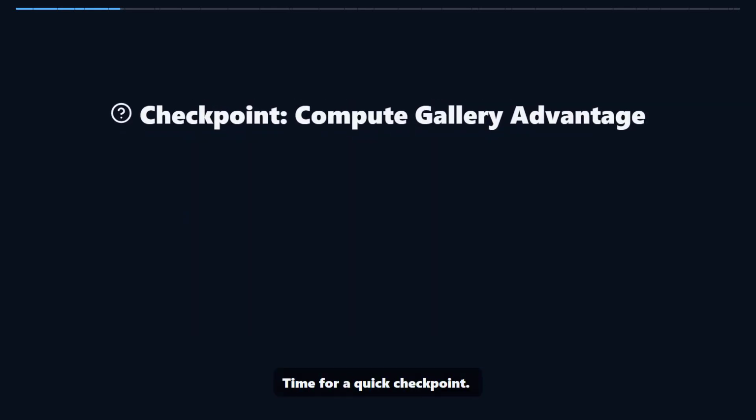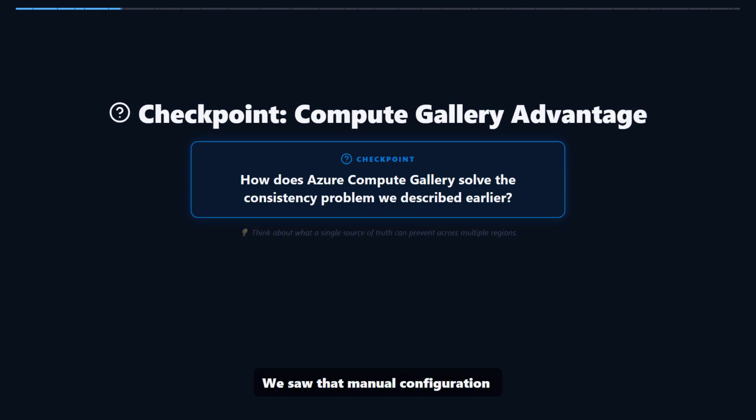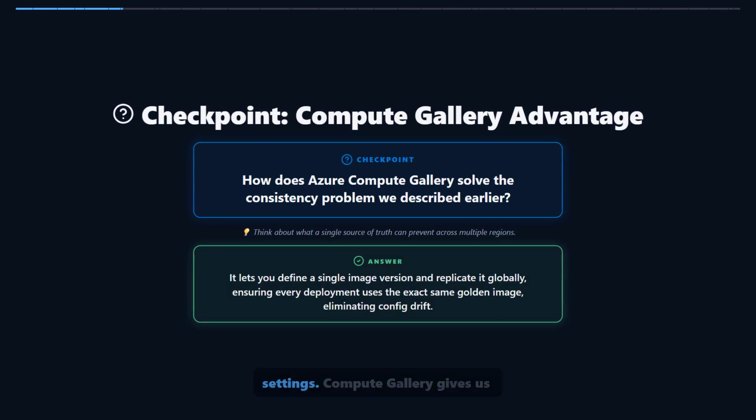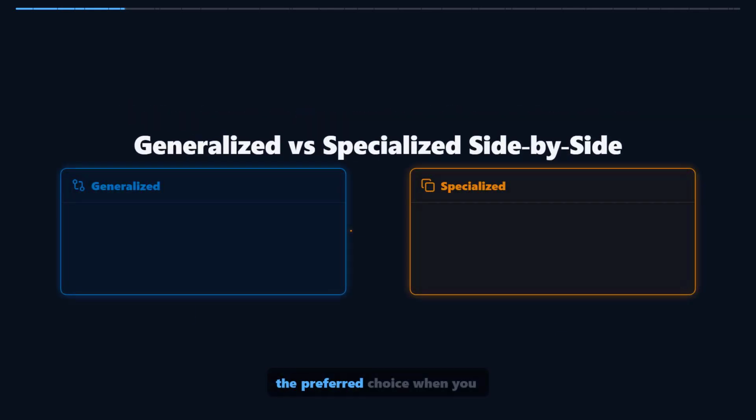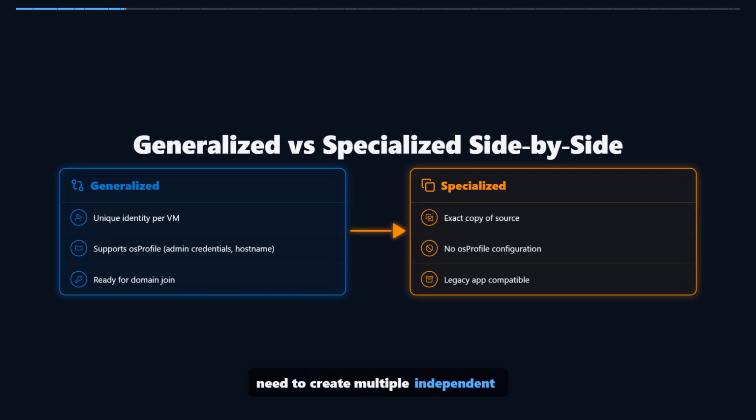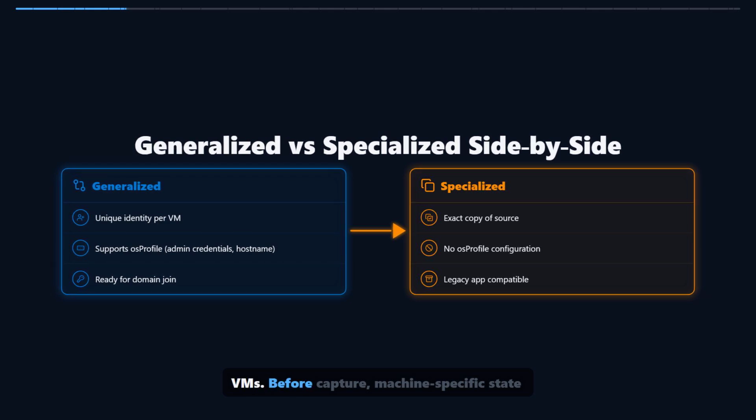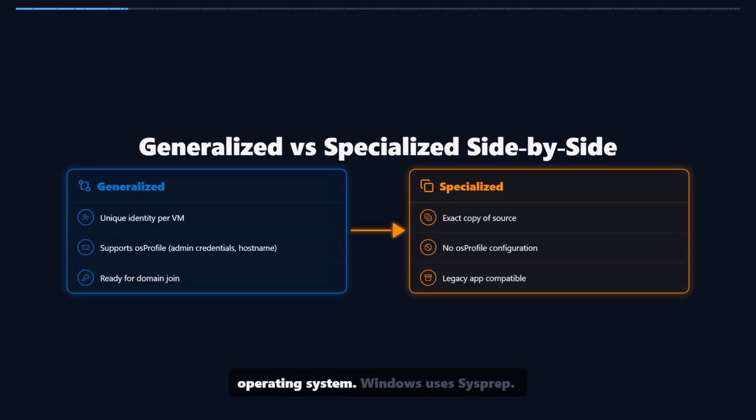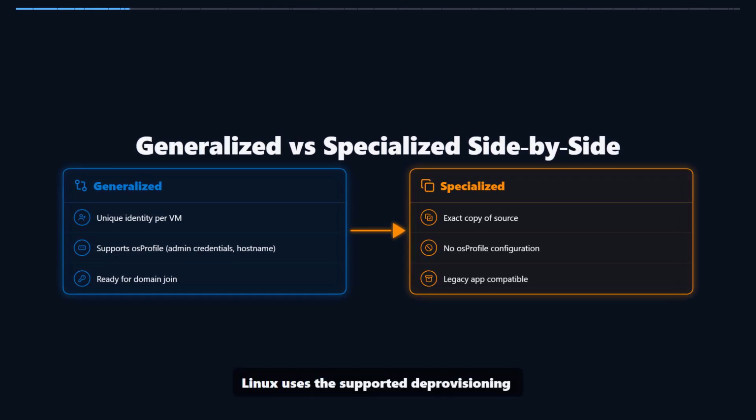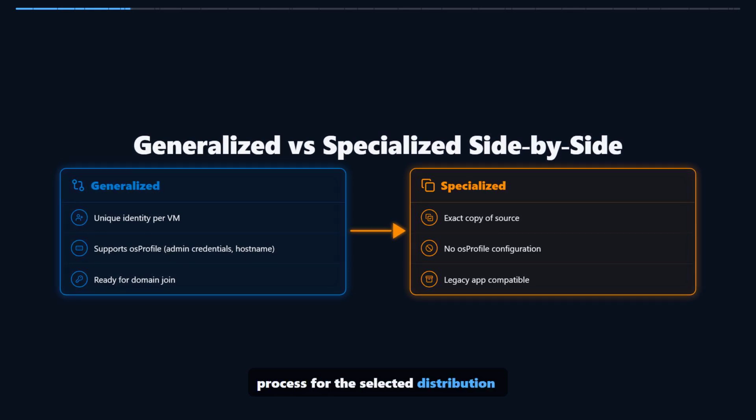Time for a quick checkpoint. We saw that manual configuration across regions leads to inconsistent VMs, different patches, different settings. Compute Gallery gives us a single source of truth for our images. A generalized image is normally the preferred choice when you need to create multiple independent VMs. Before capture, machine-specific state is removed from the source operating system. Windows uses sysprep. Linux uses the supported deprovisioning process for the selected distribution and Azure agent configuration.